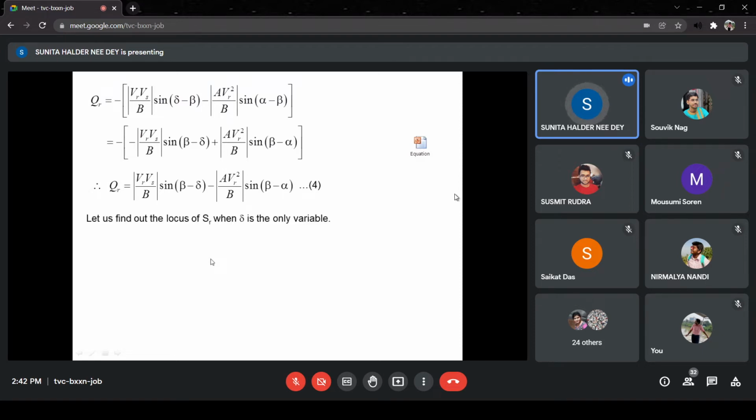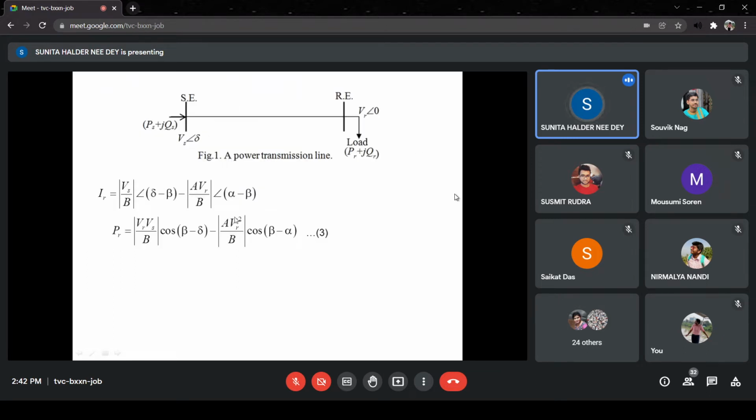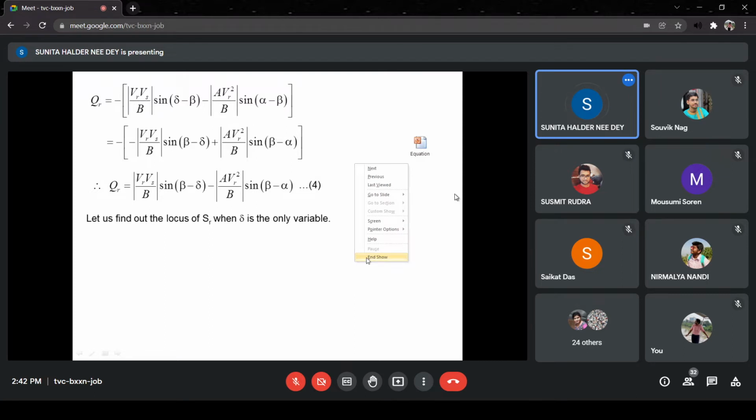Now let us find out the locus of SR when delta is the only variable. We are assuming that delta is varying. In equation 4, which are variable? VR, Vs, or delta may vary; A, B, beta, alpha will not vary. Among VR, Vs and delta, we are assuming that the magnitudes of VR and Vs are kept constant and only the angle between them is varied. That's why delta is variable. Then what will be the equations? So these are the equations.